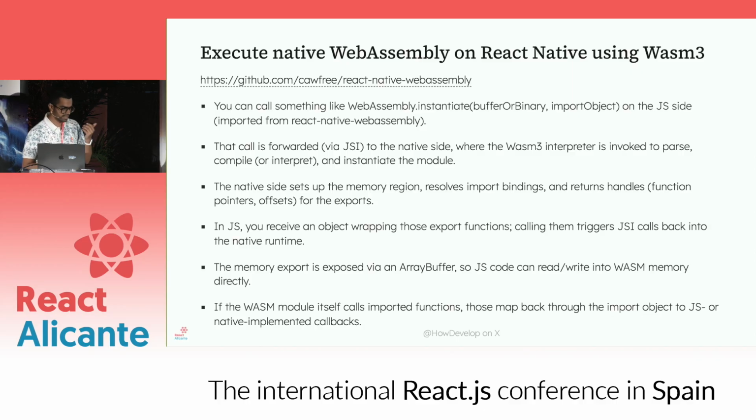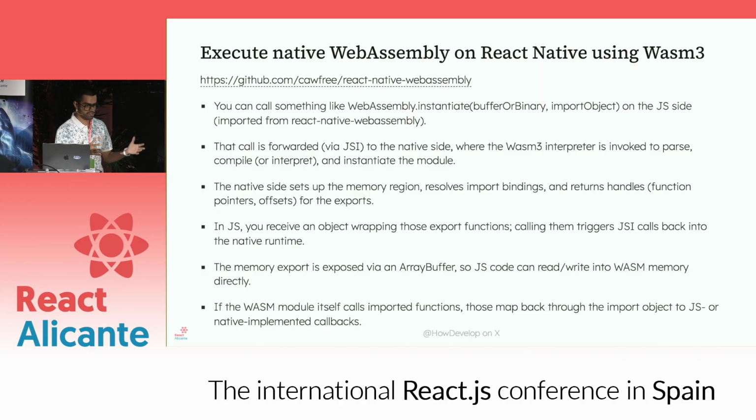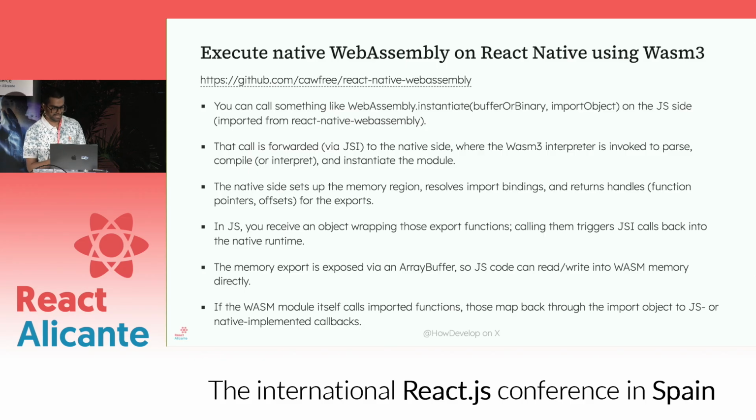In the example I'm showing right now, by the GitHub user Coffrey, he used WASM3, which is a WebAssembly runtime. You would use something like WebAssembly.instantiate on the JS side, and then this call is forwarded with the help of the JavaScript Interface to the native side, where a WebAssembly interpreter is invoked to parse and compile our WebAssembly module and instantiate it. Then the native side sets up the memory, resolves any import-export binding issues, and returns the function pointers for our WebAssembly exports.